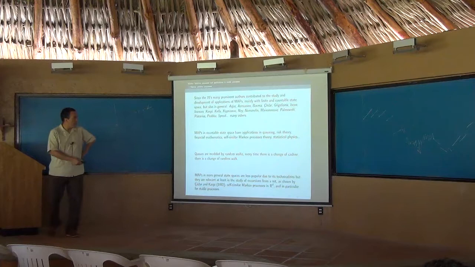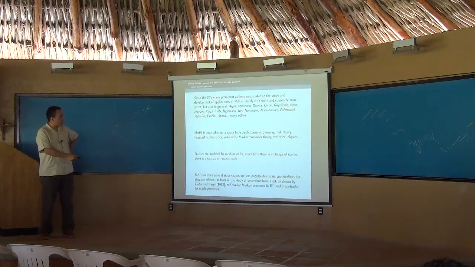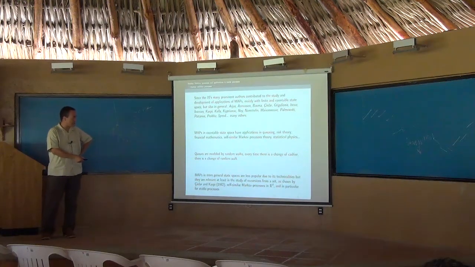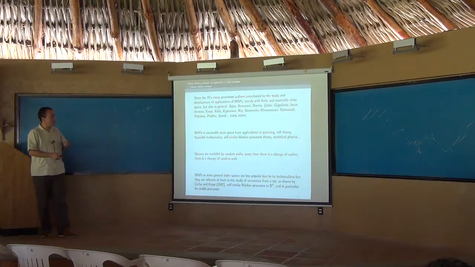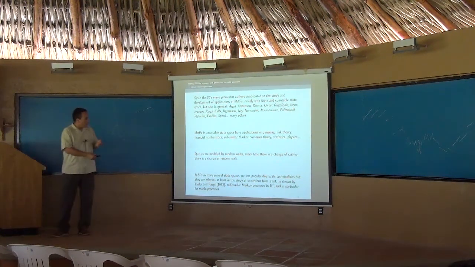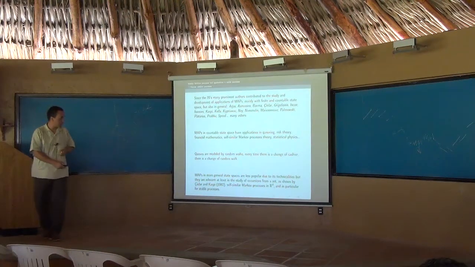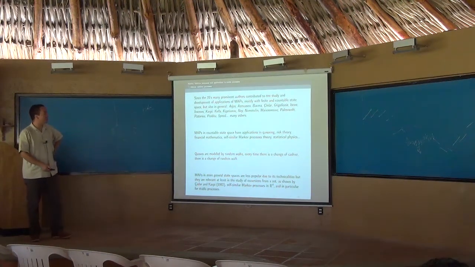And the appearance of these Markov additive processes in queuing theory is rather natural because queues are modeled by random walks. So if we change the cashier at the desk, we will change the random walk. Okay, so that's essentially the idea.